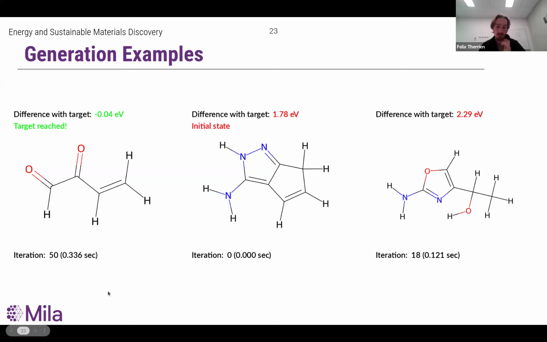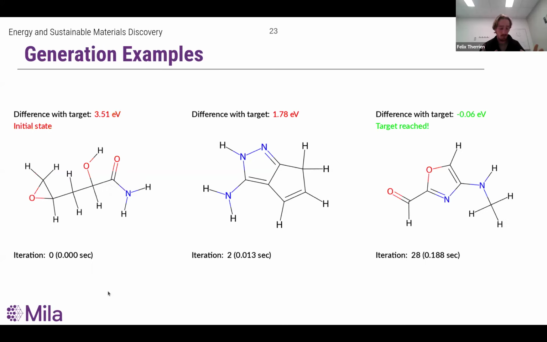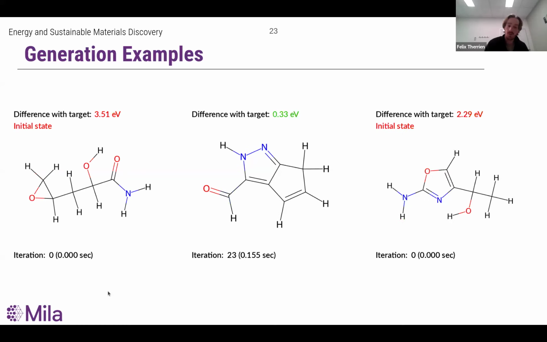So what that means is we started from a predicting model. It's just a graph neural network that predicts band gap. And without additional training, we can use this to generate molecules. We can use it to generate materials that have the property we want.